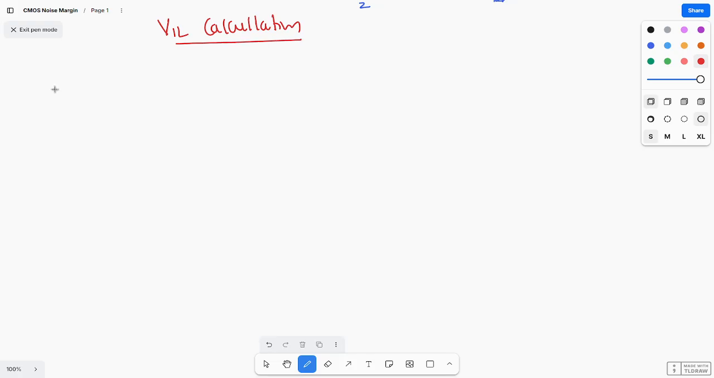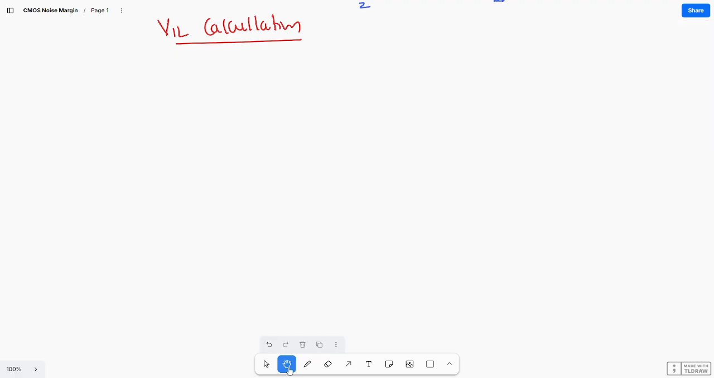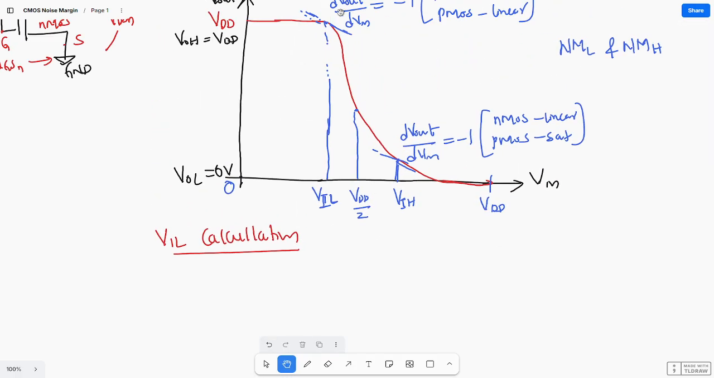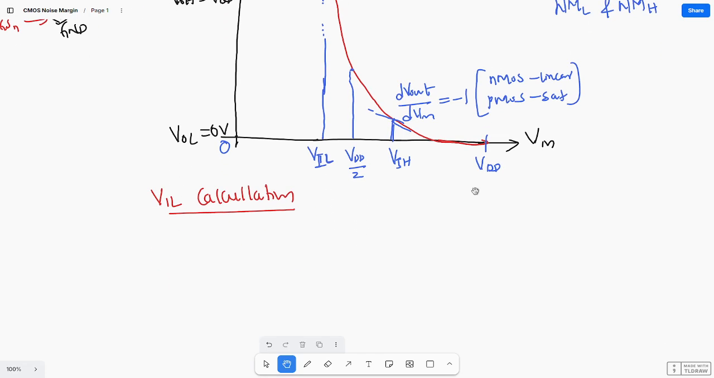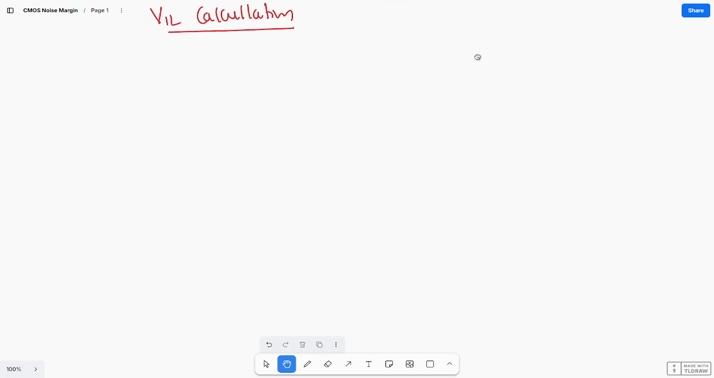So if you see the VIL calculation, what is that point for VIL calculation? You already seen that point. At this point, dVout by dVin equal to -1. NMOS will be in saturation and PMOS will be in linear region. So that point I am writing. Okay, VIL calculation.